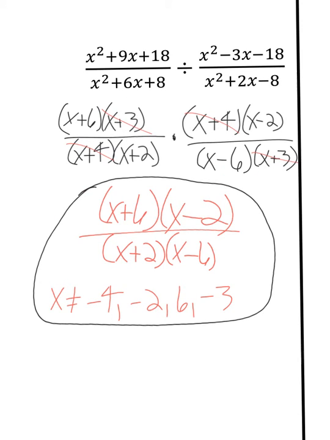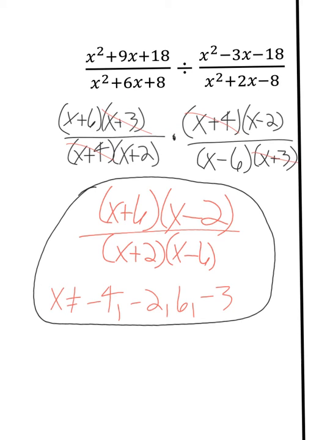And lastly, we have 4 factorable terms. Factors of 18 that add up to 9 are 6 and 3. Factors of 8 that add up to 6 are 4 and 2. Then I'm going to flip this fraction. So factors of -8 that add up to 2 are 4 and -2. That's on top, see? And factors of -18 that add up to -3 are -6 and +3. And again, that's now on the bottom, and I'm multiplying.